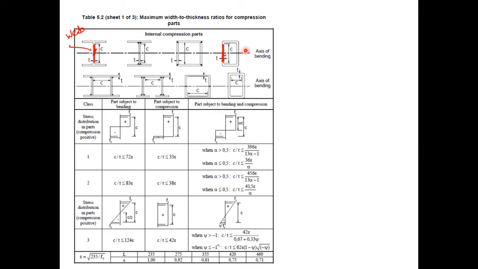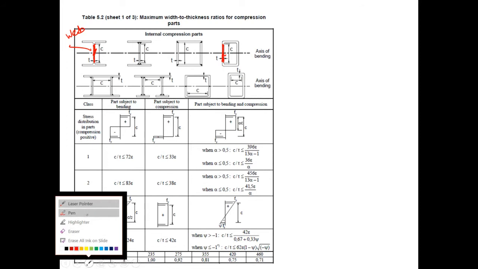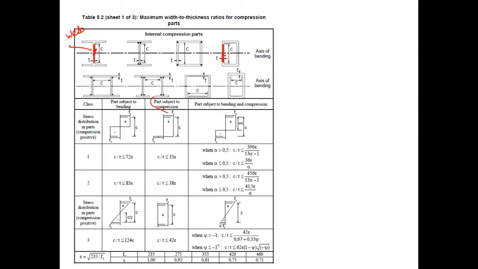So what we want to do is, I described it in terms of bending. So we use this column for bending, where we have all these limits, C over T ratios for bending. But what we're going to do is take a member that's under compression load. So we're going to concentrate on this column here.